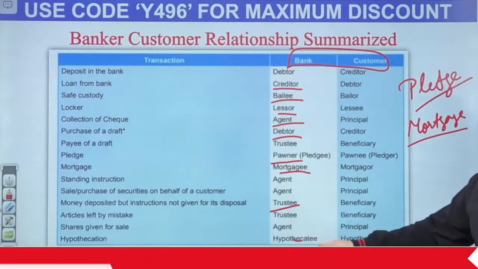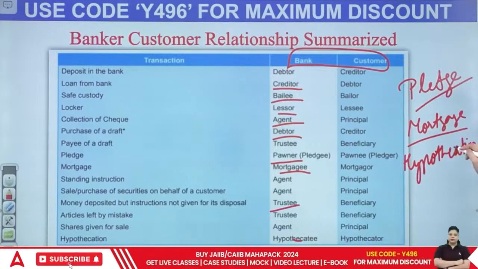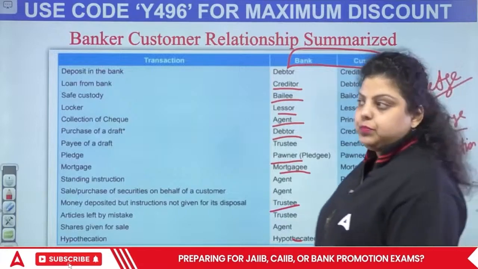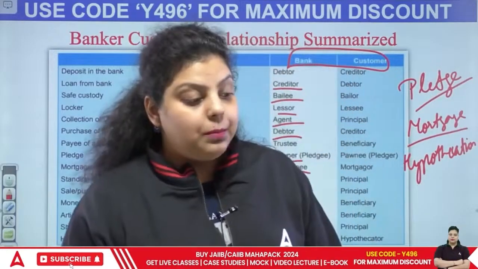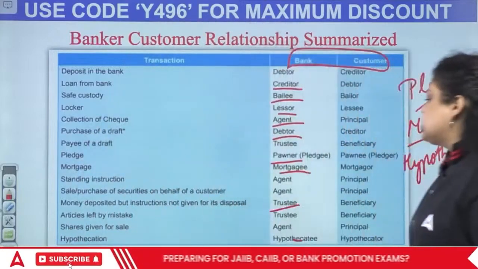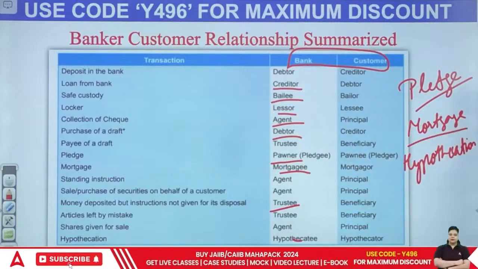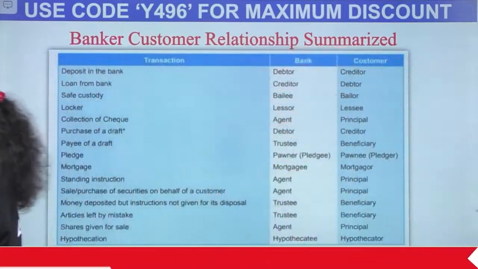Now in case of hypothecation, hypothecation is also one of the types of collateral. It's also a movable security, but the possession and ownership both remain with the customer, not with the bank but the customer. That's a hypothecation. And in this hypothecation, the bank will be what? Bank will be a hypothecatee and the customer will be a hypothecator. So this is the relationship which bank and customer have with each other.